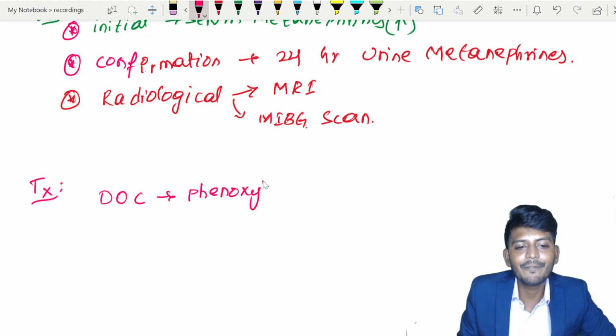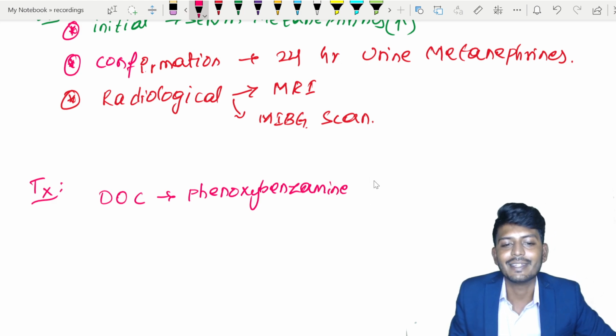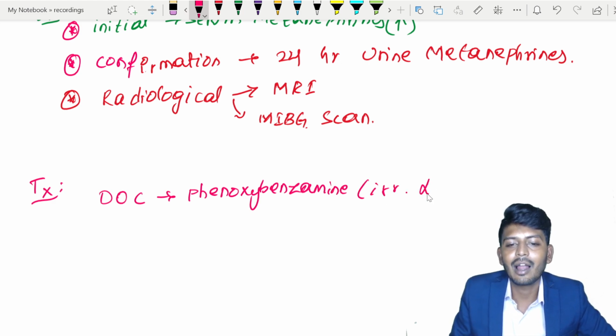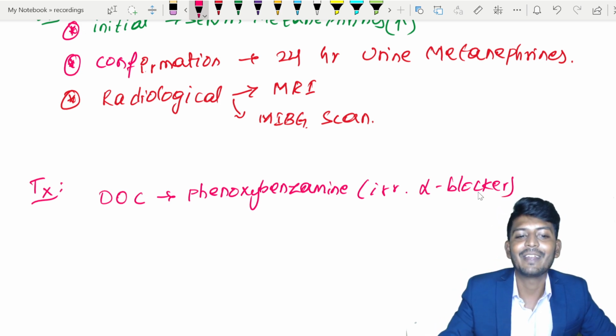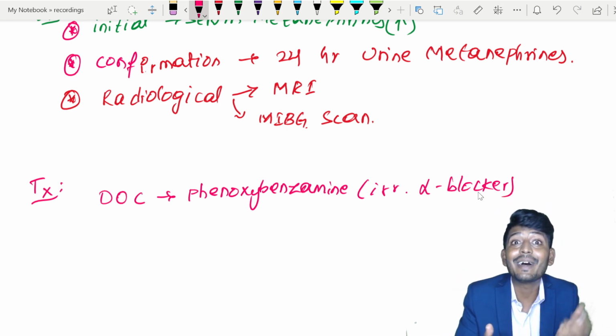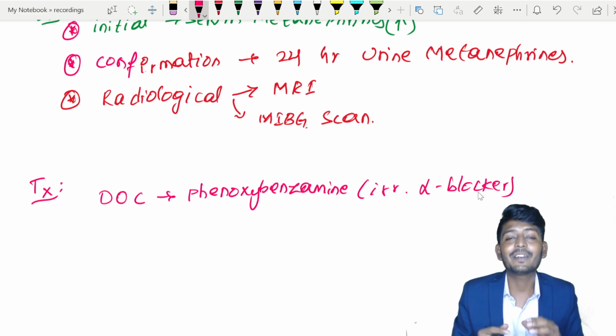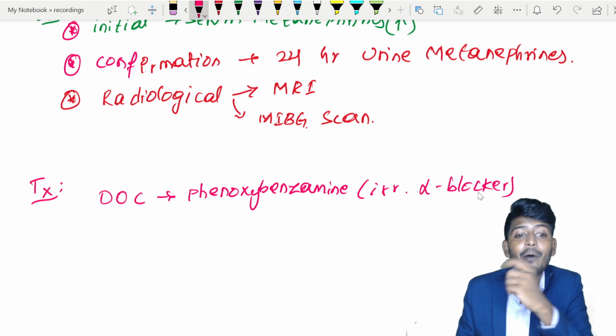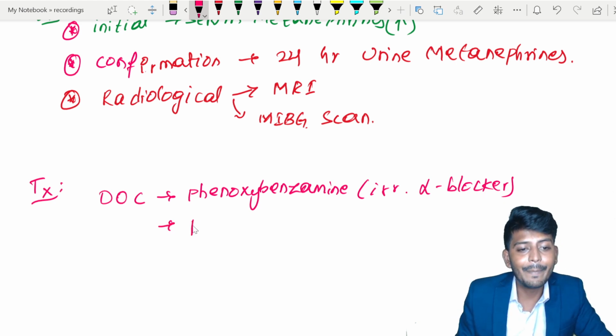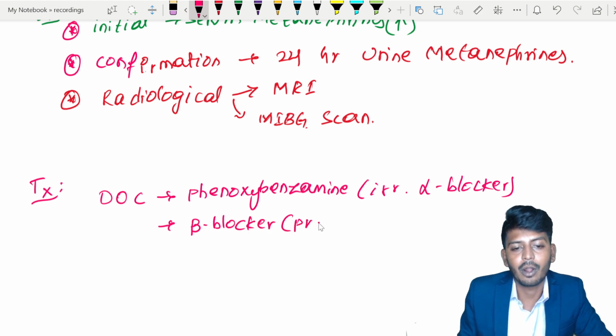Phenoxybenzamine, my dear students, what is this? It is a type of irreversible alpha blocker, which will decrease the tone of the alpha receptor and reduce the blood pressure. That will help our patient. But have we removed the tumor? No, we haven't. Though we block the alpha receptor, there can be tone of beta receptors as well. So we can also add a beta blocker. Usually the preferred one is propranolol.